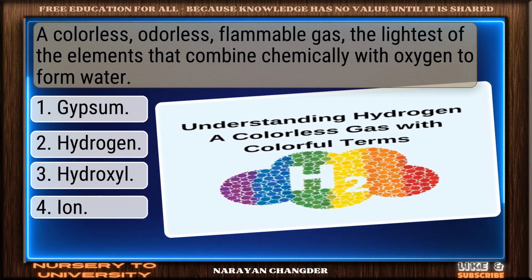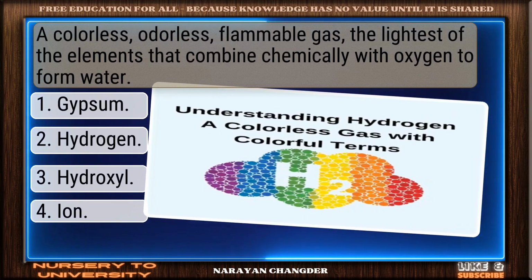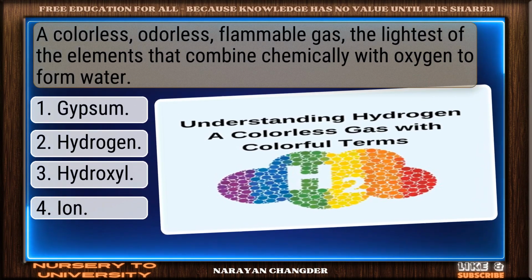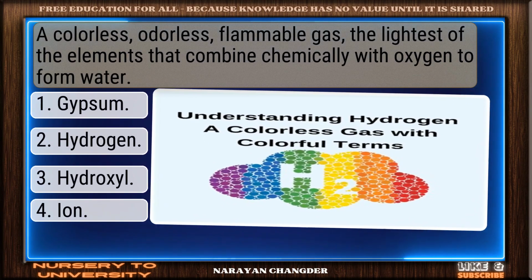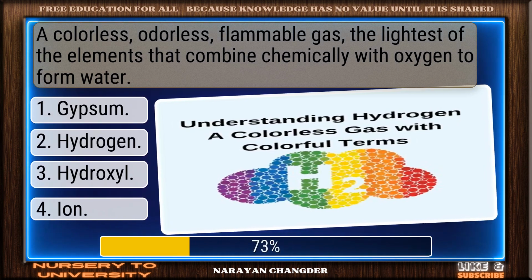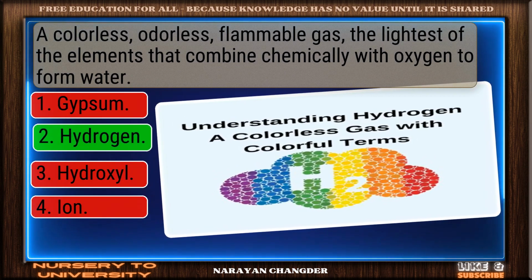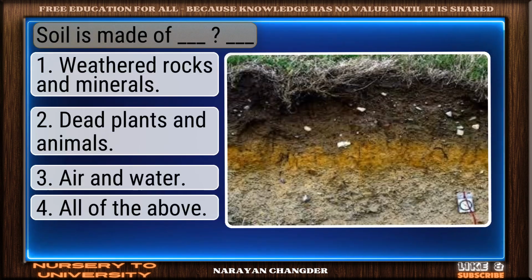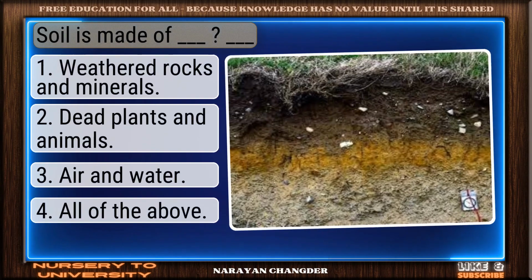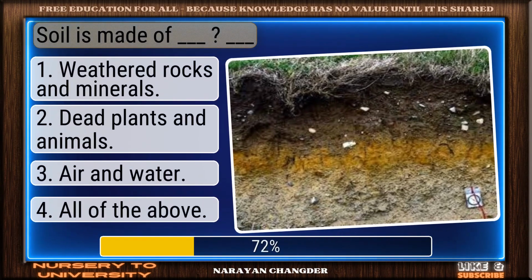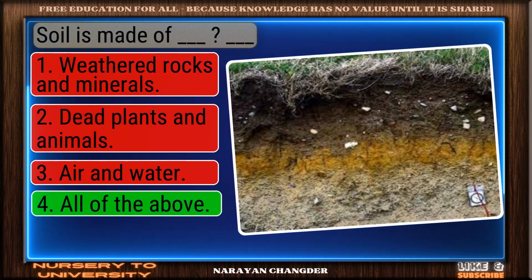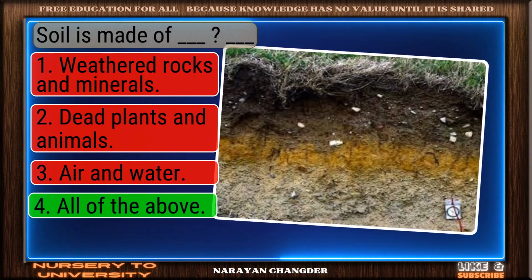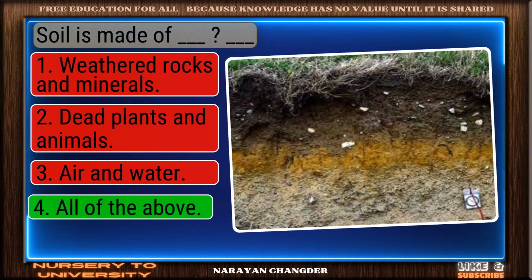A colorless, odorless, flammable gas, the lightest of the elements that combine chemically with oxygen to form water. Excellent. Hydrogen is a brilliant choice. Soil is made of dash, dash. Great thinking. All of the above is the right choice.